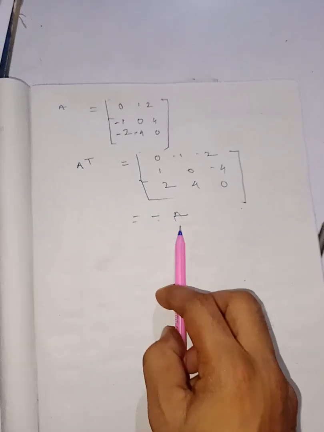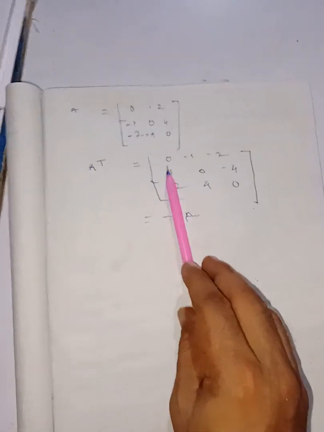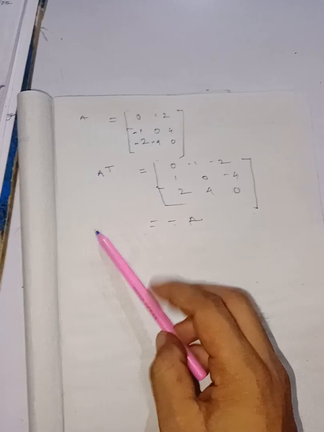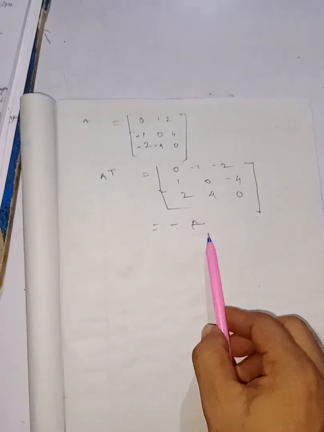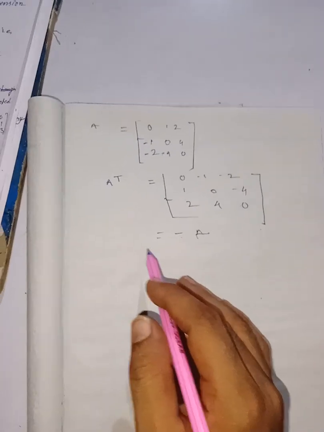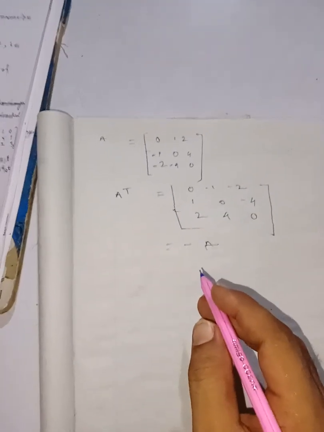If we take minus 1 common, then we get 0 1 2, minus 1 0 4, minus 2 minus 4 0. So A transpose is equal to minus A, and it is also an example of a skew symmetric matrix.